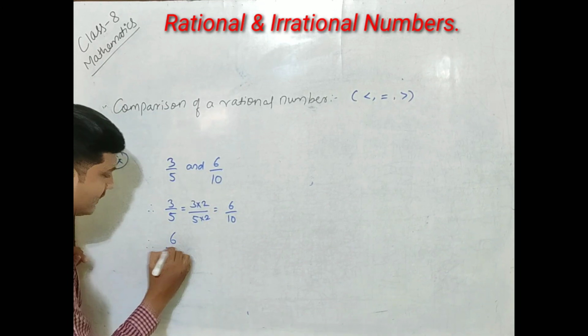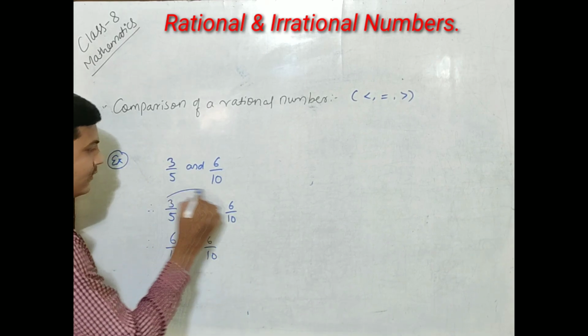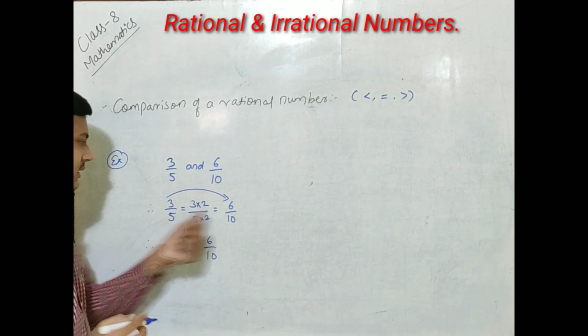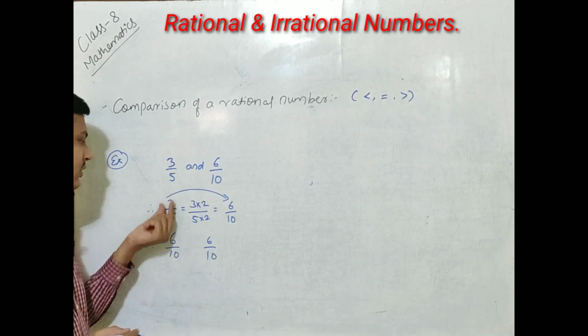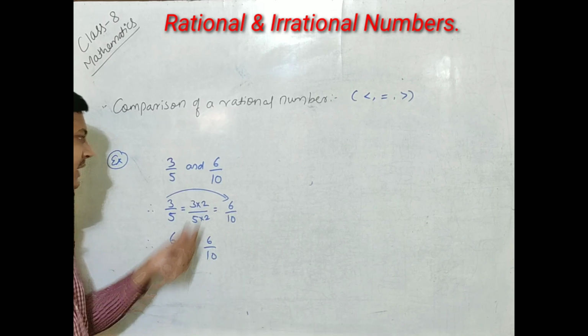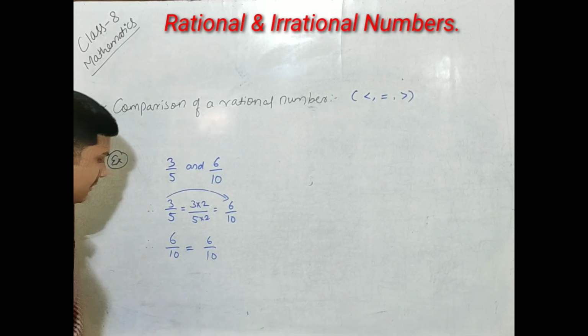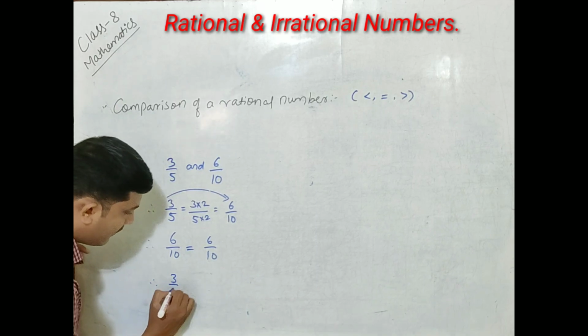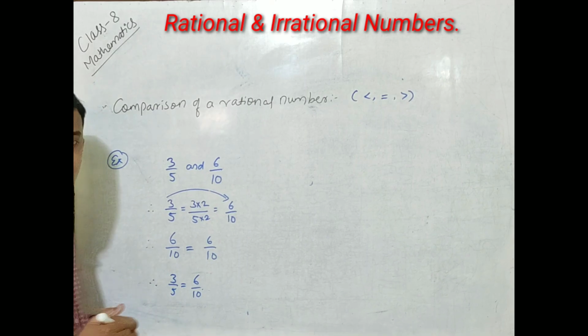Therefore 6 upon 10 and 6 upon 10. 6 upon 10 is the equivalent fraction of 3 upon 5. So we place 3 upon 5 as 6 upon 10, and the second rational number is the same. So both are equal. Which means we can say that 3 upon 5 is equal to 6 upon 10.